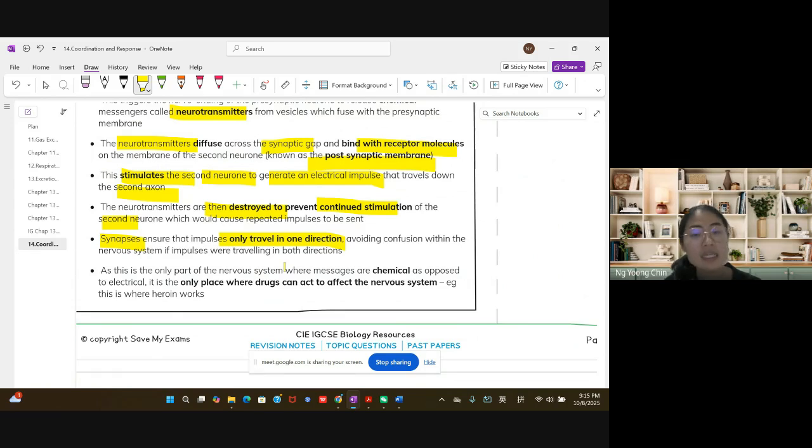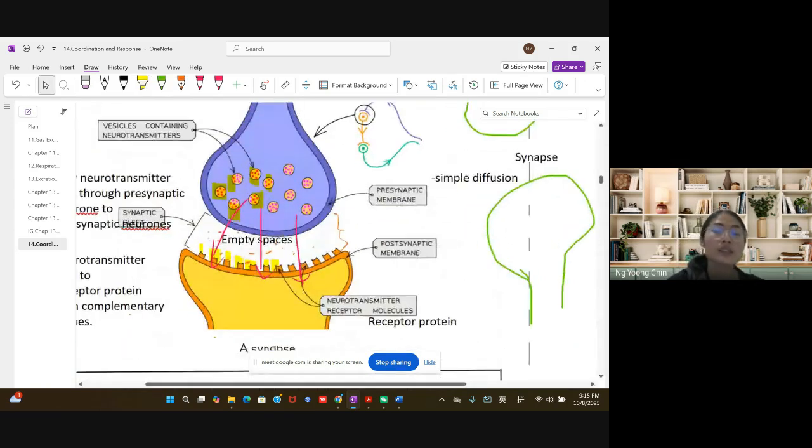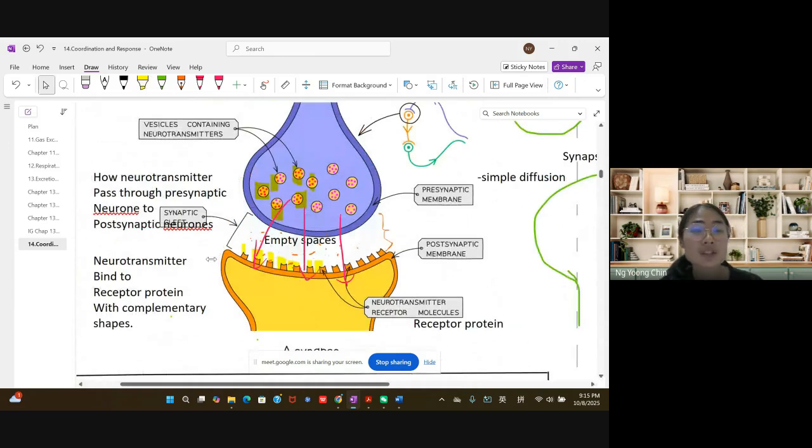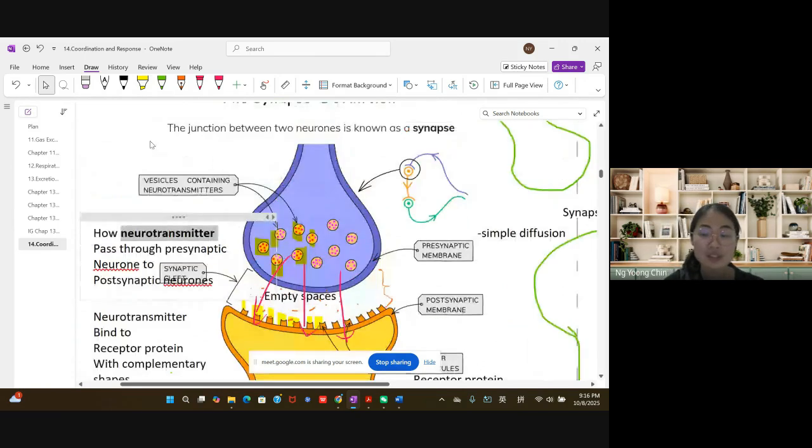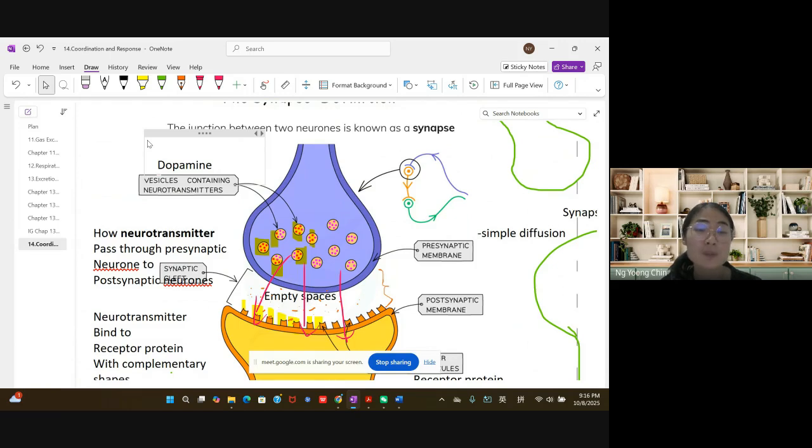Another thing I want you to know is an example of a neurotransmitter, which is quite common that people talk about nowadays: dopamine. Have you heard about dopamine before? It's a happy hormone. It's a happy neurotransmitter, because dopamine will give you a kind of positive emotion. So dopamine is a kind of neurotransmitter. This neurotransmitter can actually affect your mentality.